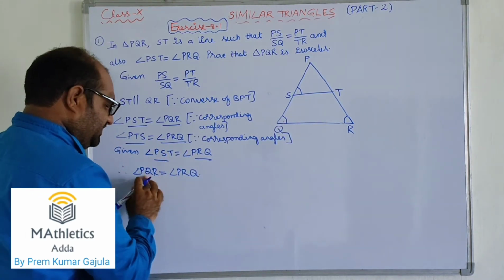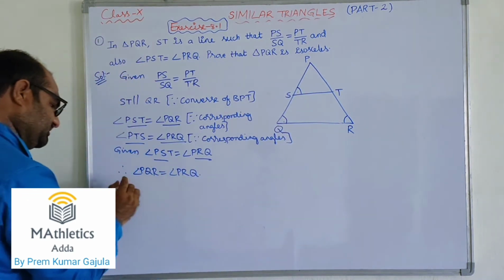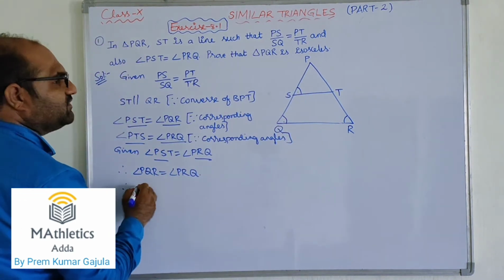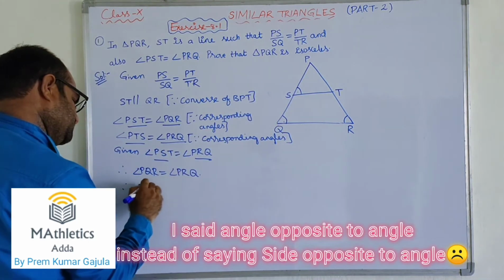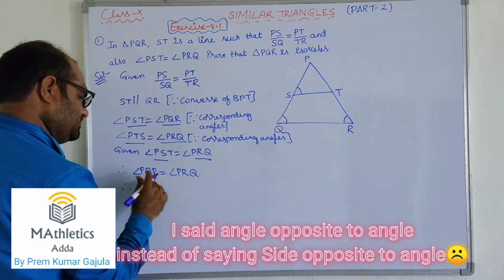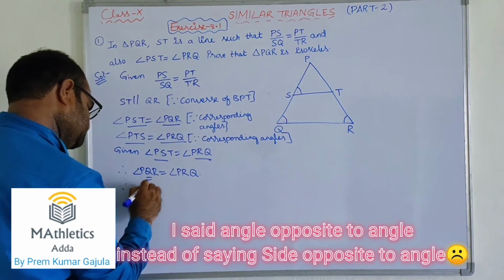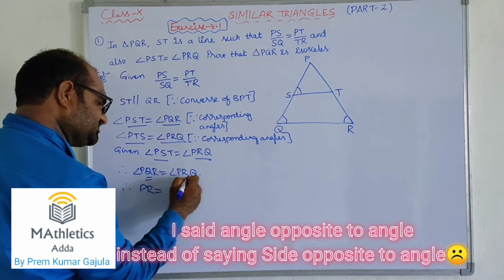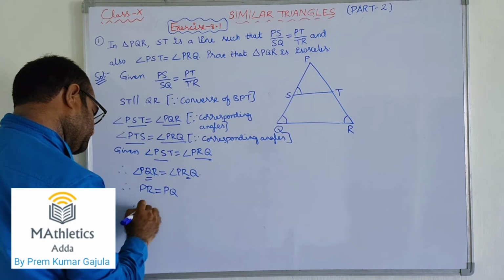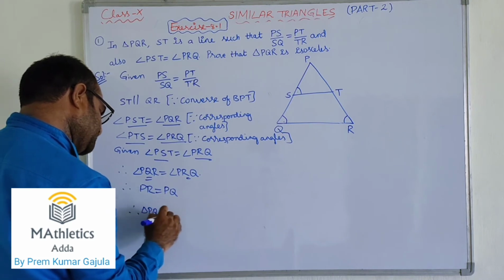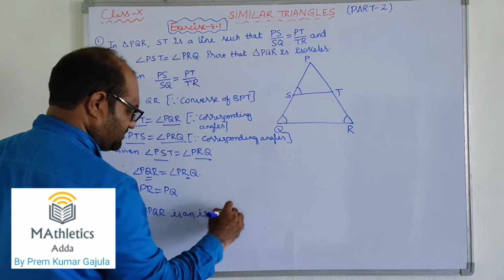And we know that in a triangle, if two angles are equal, then the sides opposite to the equal angles are also equal. So we can write the side opposite to angle R is PQ, the side opposite to angle Q is PR. Therefore, triangle PQR is an isosceles triangle.